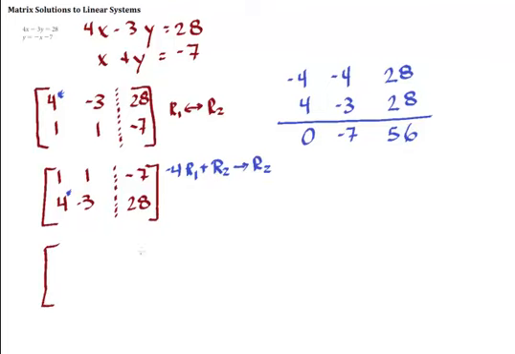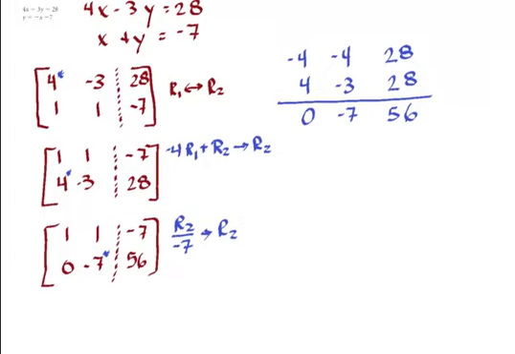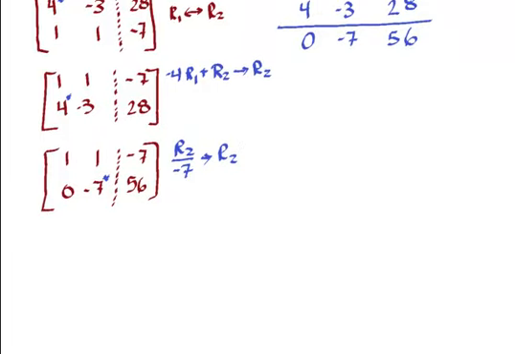So let's write row 1 again. 1, 1, -7. And I get 0, -7, and a 56. I need to make this guy a 1. So I will say row 2 divided by -7, and that replaces row 2. All right, so let's scoot this up a little, and then we will have 1, 1, -7, 0, -7 divided by -7 is 1. 56 divided by -7 is -8.